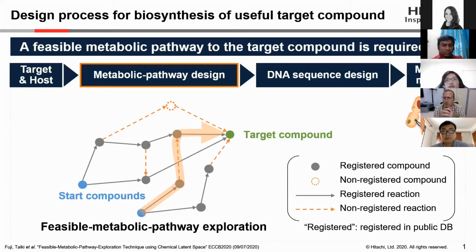First, I'd like to describe the background. Microbial production of chemical compounds is an important contributor to promoting sustainable industries. To design a process for biosynthesis of a target compound, design of the target compound and host, metabolic pathway design, and DNA sequence design are performed. Especially in metabolic pathway design, a synthetic metabolic pathway to the target compound is required.